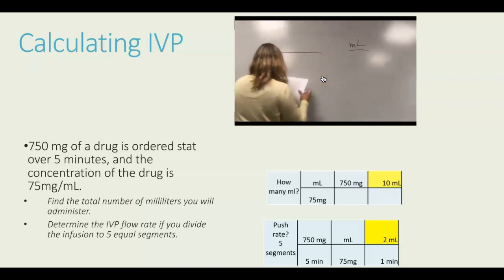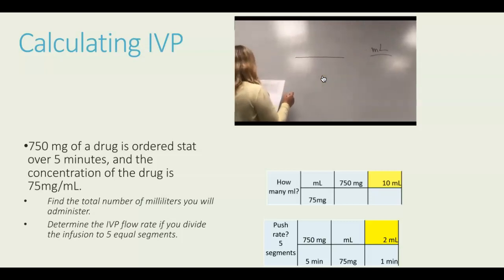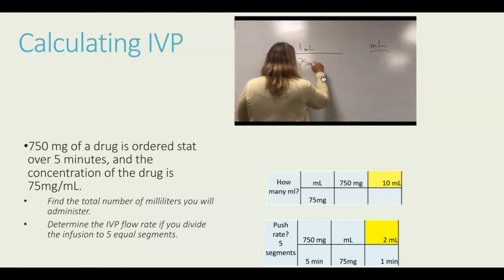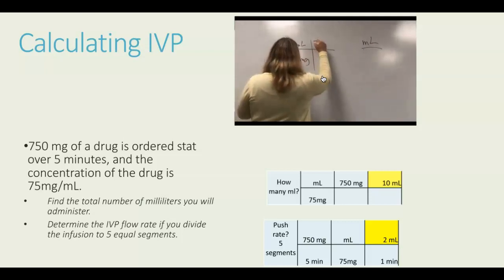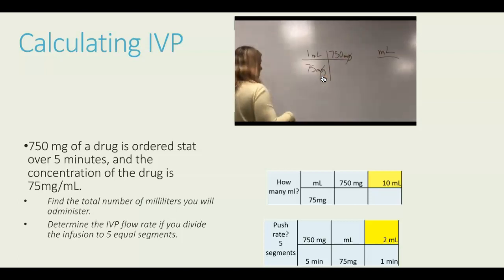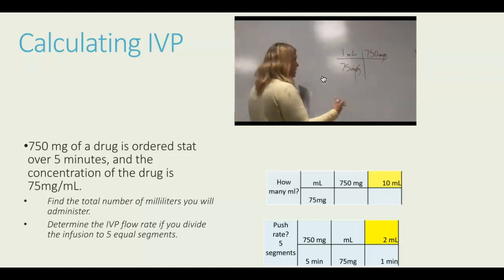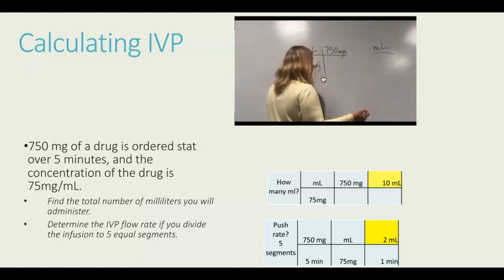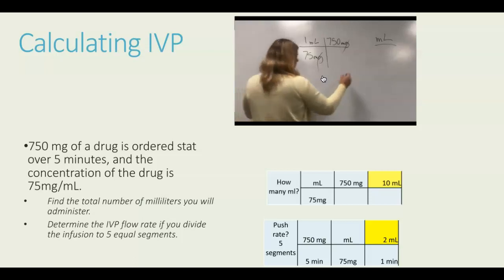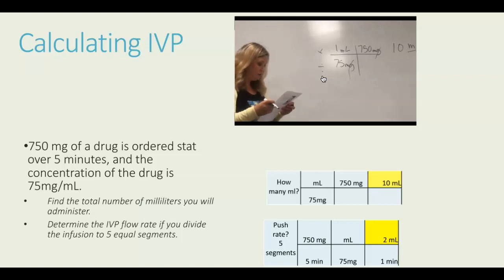So what information do I have? I have, in 1 milliliter, there's 75 milligrams, and it's asking us to give 750 milligrams. And so my milligrams will cancel. I'm left with mils by itself, so I know I set it up correctly, so I just have to do the math. Multiply everything on the top, divide by everything on the bottom, and your answer is going to be 10. That's 10 milliliters that will give IV push.